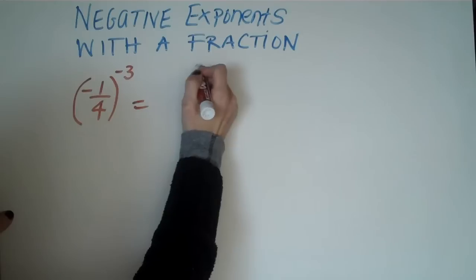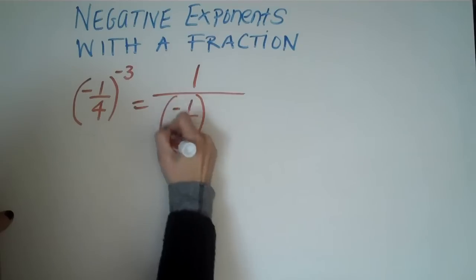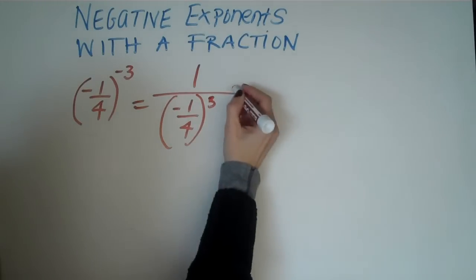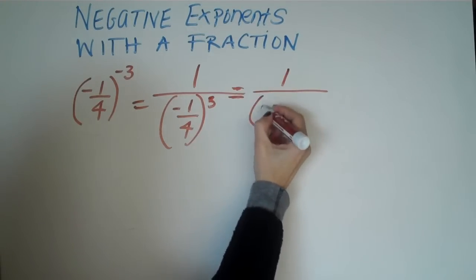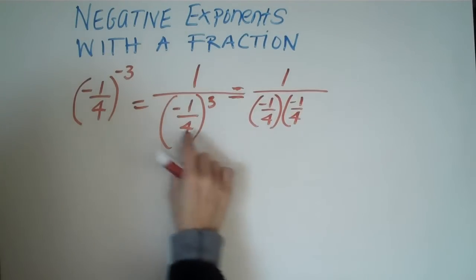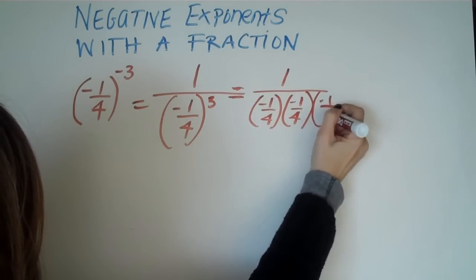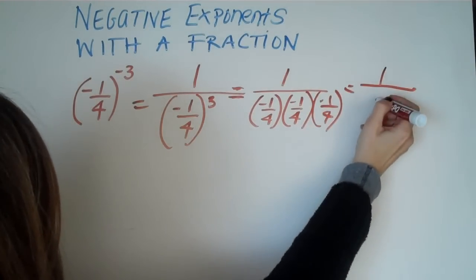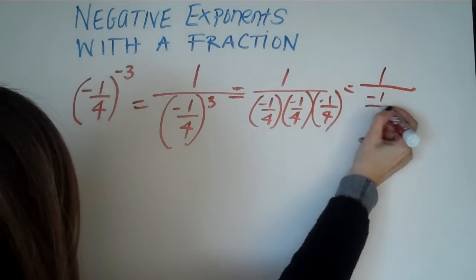Again, we're going to take this and we're going to put it all under the 1. So it's negative 1/4. And now, instead of negative 3, we're going to make it a positive 3. And then we're going to go ahead and expand that out into the repeated multiplication. It becomes negative 1 over 4 times negative 1 over 4, because that negative is in the parentheses, it's getting repeated, times negative 1 over 4. Okay, and then when we multiply it all out, we get 1 over negative 1 over 4 times 4 is 16, times 4 is 64.